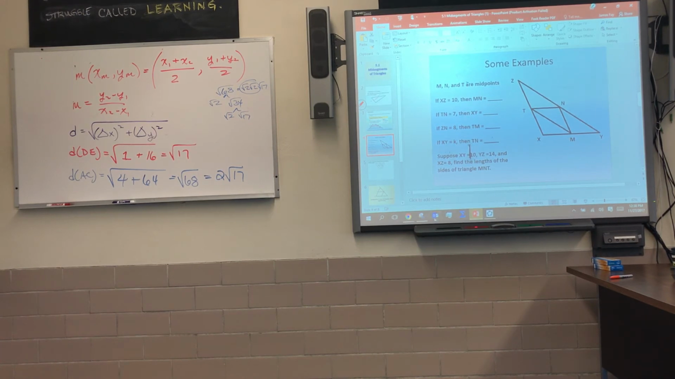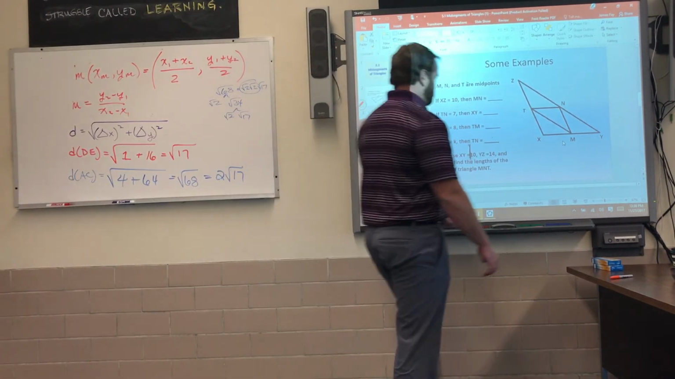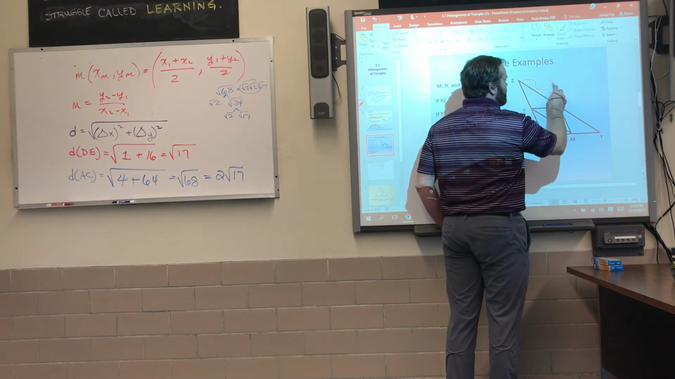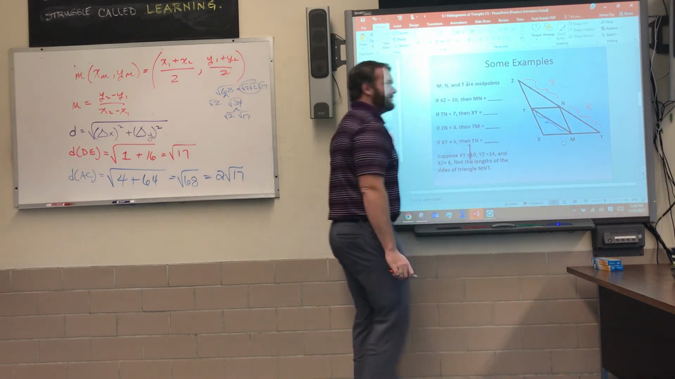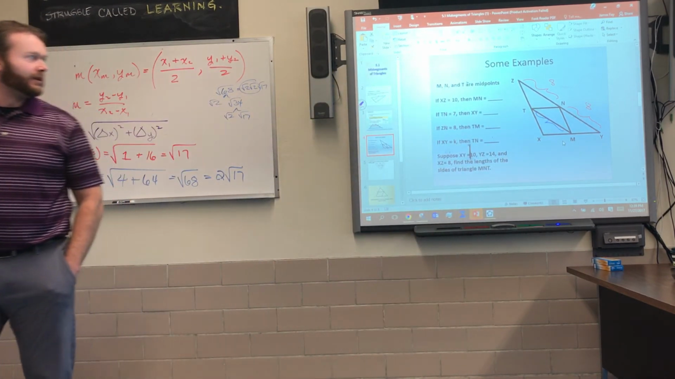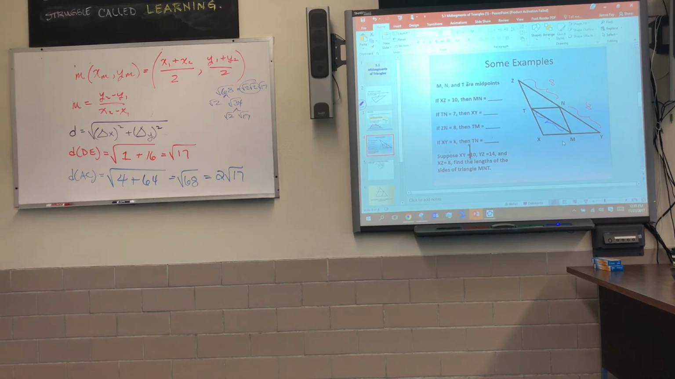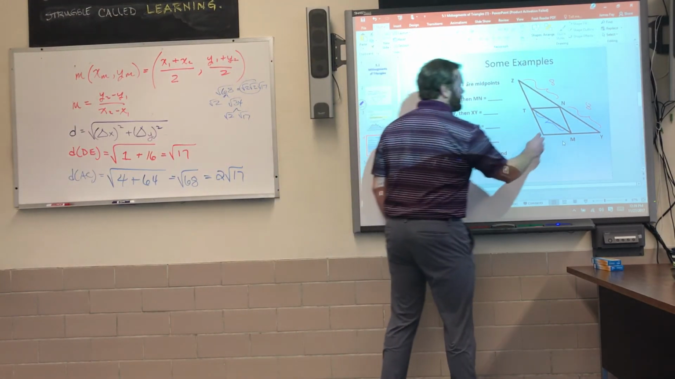Z to n is 8. This is one that usually tricks people. If z to n is 8, what is n to y? If that's 8, n's a midpoint, so that has to be 8 as well, right? Because they're asking me what eventually is that distance right there. And the common answer that I get all the time is 4, because they take half of 8, right? But what should they be taking half of? 16, okay? So that distance there is 8.